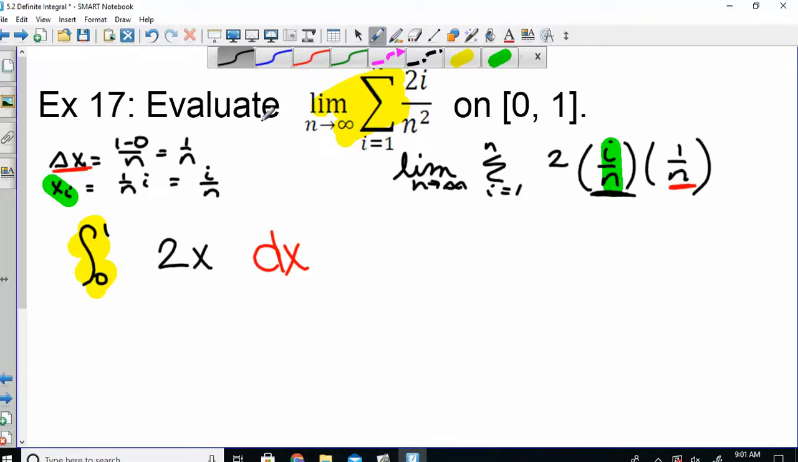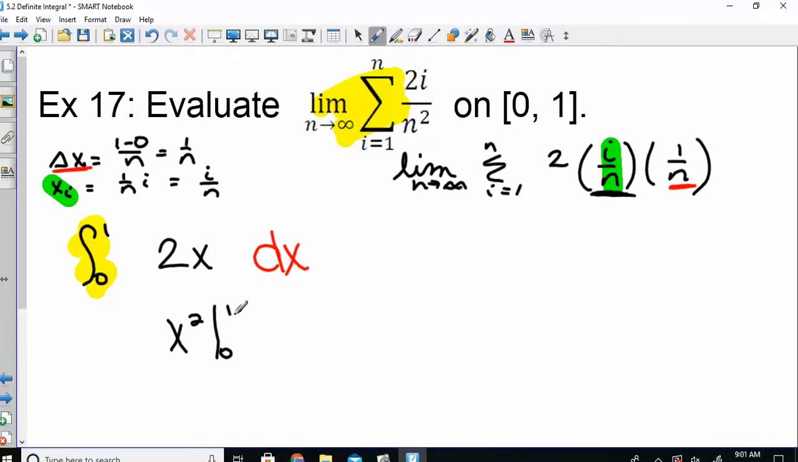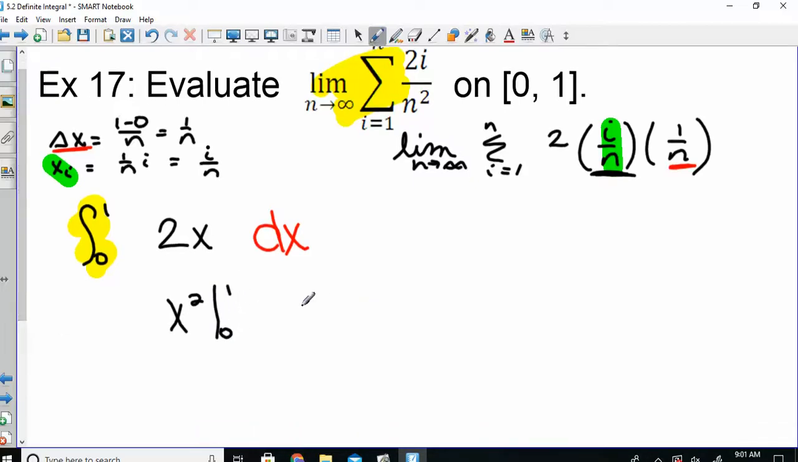We've gone where we started with the integral and we had to turn it into the limit. So I want to go the other way. If I start with the limit, can you turn it back into the integral? Because now we know the shortcut for evaluating this integral. What's the antiderivative of 2x? X squared from 0 to 1. So that's 1 squared minus 0 squared, and we get 1.